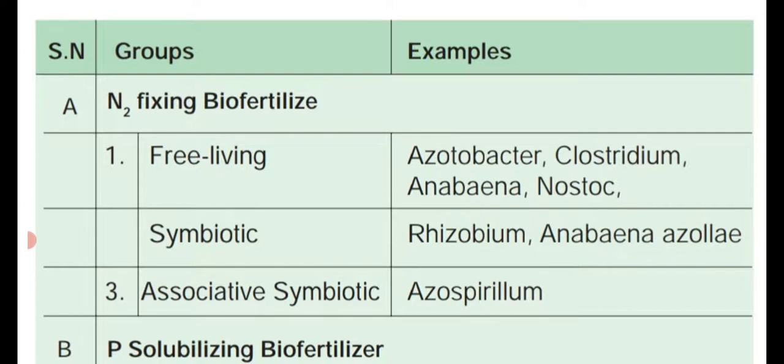First one, free living bacteria. Example, Acetobacter, Clostridium, Anabaena and Nostoc. Some of them are symbiotic relationship.